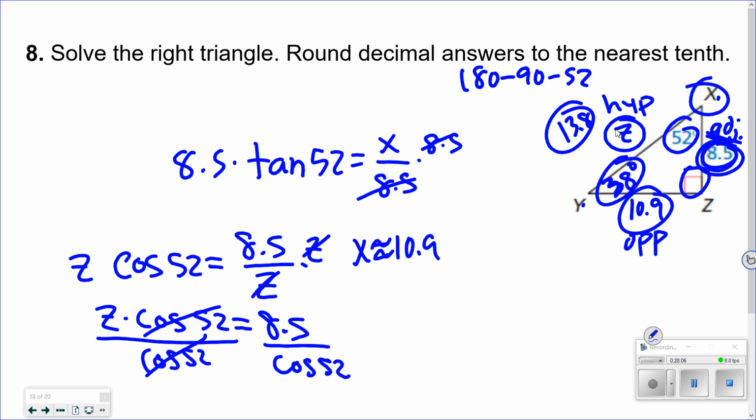It takes a little bit of practice. Things to remember: when you're picking the trig ratio, if you only know two of the sides, you have to choose the correct trig ratio. If you know all three sides, you can use either sine, cosine, or tangent.